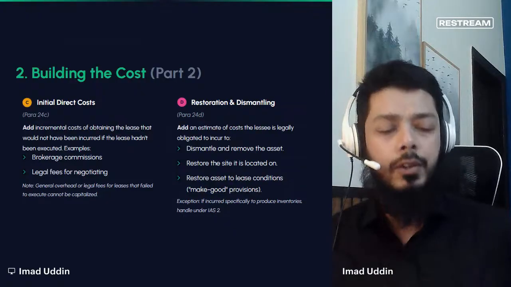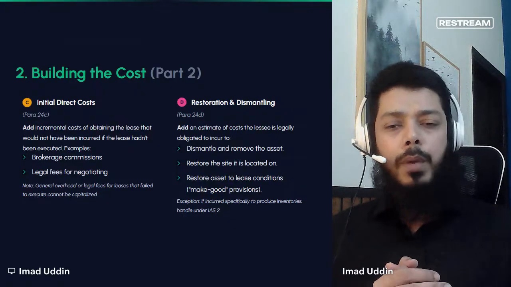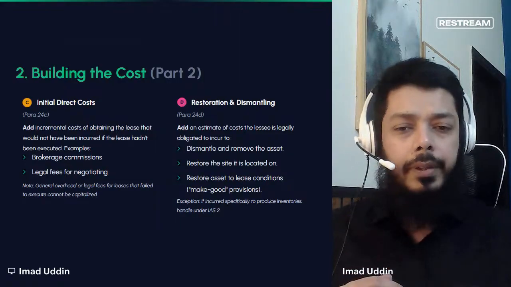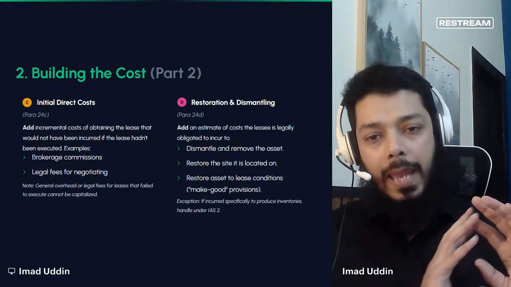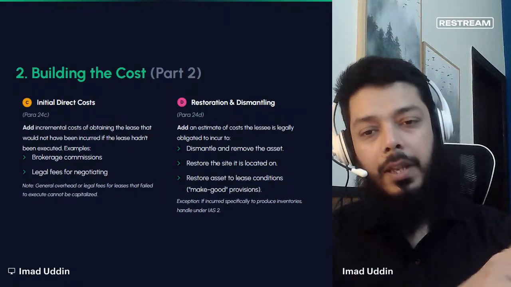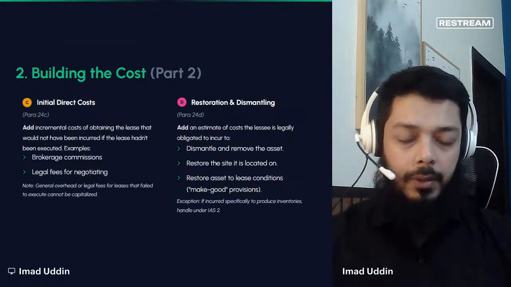Similarly, because we have incurred these costs to obtain this asset, these costs would benefit us not just in the current period, but also over a longer period of time. And therefore, they should be added to the cost of the right of use asset and amortized or depreciated over the life of the right of use asset.